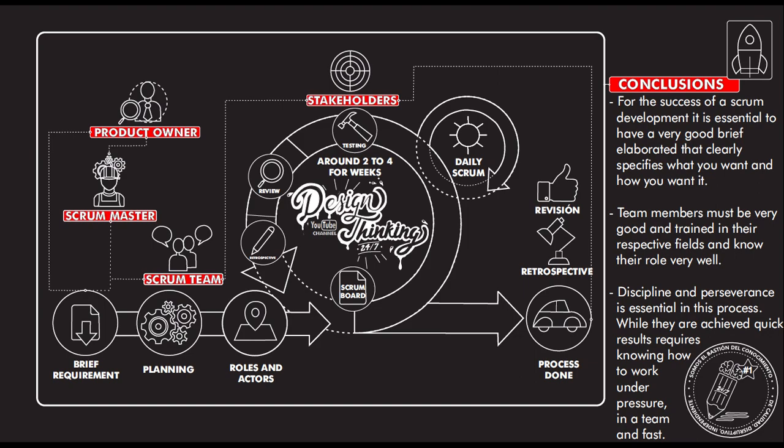As a conclusion, we can say that for the success of a Scrum development, it is essential to have a very good brief, elaborated clearly, that specifies what you want to have and how you want it. Team members must be very good and trained in their respective fields and know their role very well. Discipline and perseverance are essential in the process. While quick results are achieved, it requires knowing how to work under pressure in a team and do it faster.